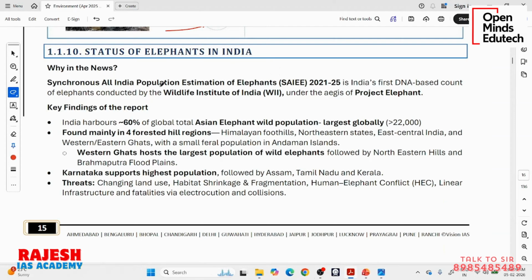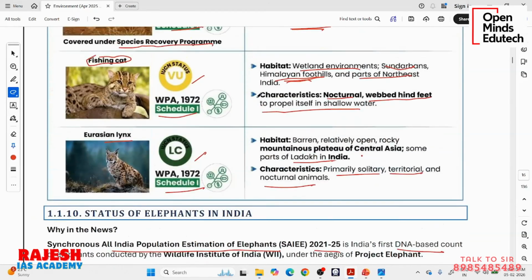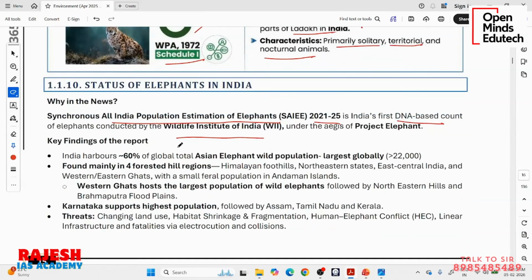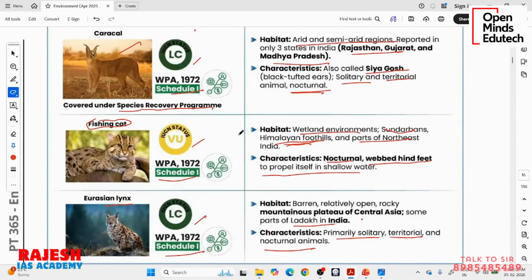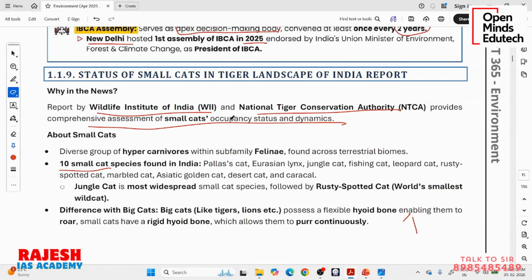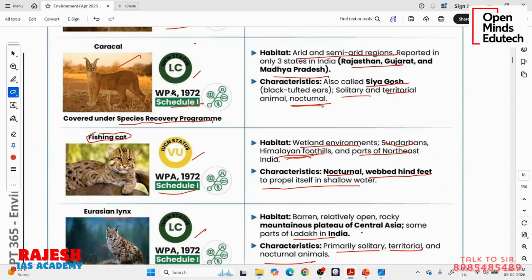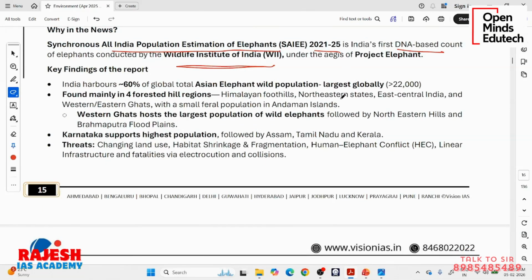Now let us come to this news. Synchronous All India Population Estimation of Elephants 21 to 25 is India's first DNA based count of elephants conducted by Wildlife Institute of India. I could not show you here, but I will recommend one thing. We are frequently reading about this Wildlife Institute of India, and here also it is mentioned. So just take a minute and Google about it: where it is headquartered, what it does, from which act it derives its authority, etc. Or if possible, in the next class I will show you.